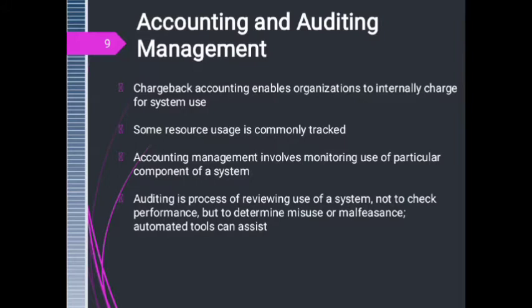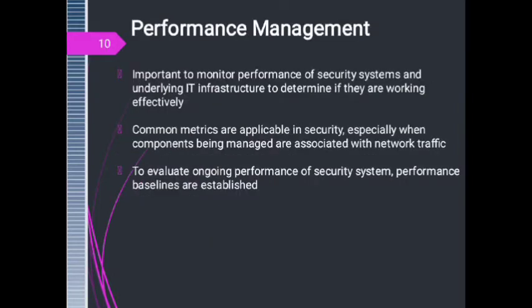The accounting and auditing management. Chargeback accounting enables organizations to internally charge for system use. Some research usage is commonly tracked. Accounting management involves monitoring use of a particular component of the system. Auditing is the process of reviewing use of a system, not to check performance, but to determine misuse or malfeasance. Automated tools can assist.